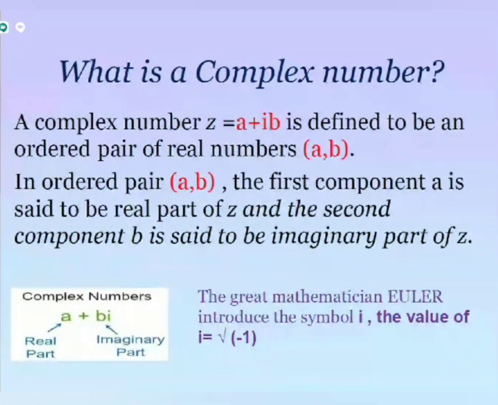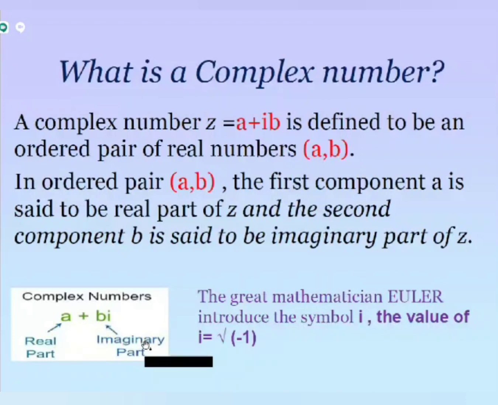What is a complex number? A complex number z equal to a plus iota b is defined to be an ordered pair of real numbers (a, b). In the ordered pair (a, b), the first component a is said to be the real part of z, and the second component b is said to be the imaginary part of z. a plus ib is a complex number. The first part is always called the real part, and the second component is always called the imaginary part.